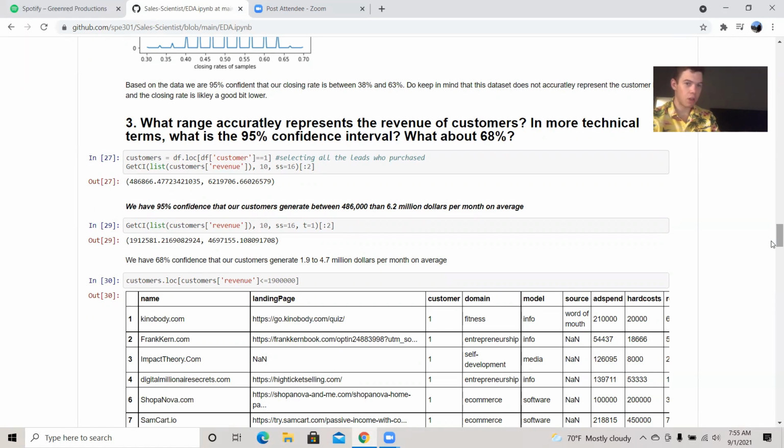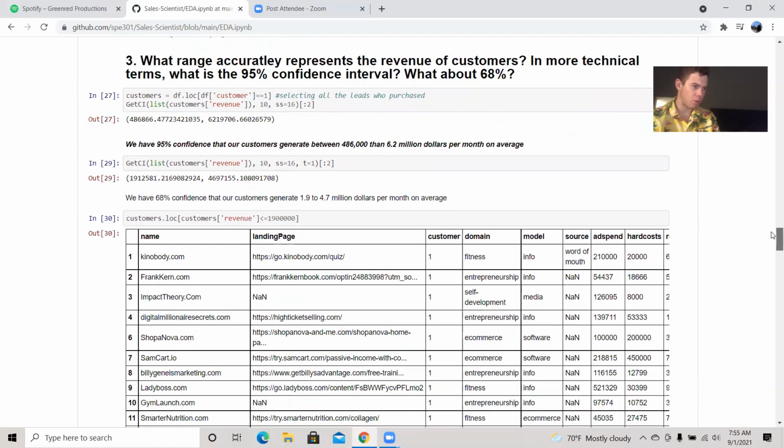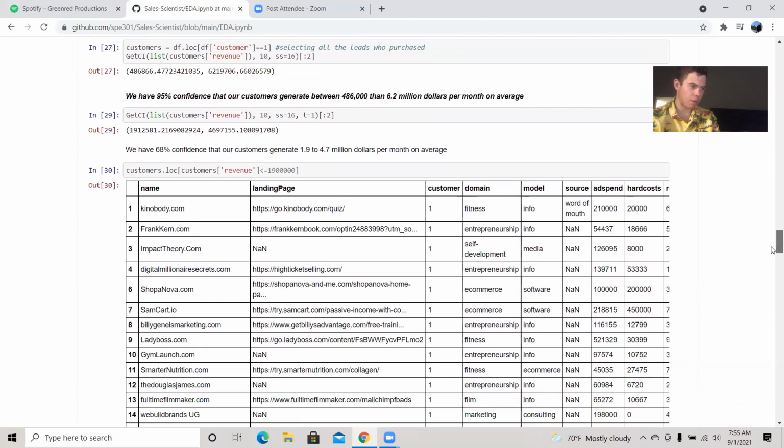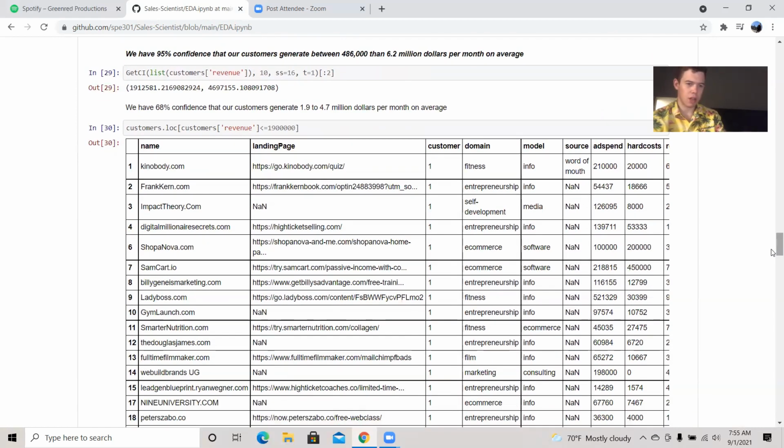For our customers, and these are not leads in the data set, these are people that actually purchased the product, we find 95% earn between $500,000 and $6.2 million a month. And 68% earn between 1.9 million and 4.7 million a month in revenue. So as you can see, a lot of these companies are pretty high performing companies doing 8 figures.